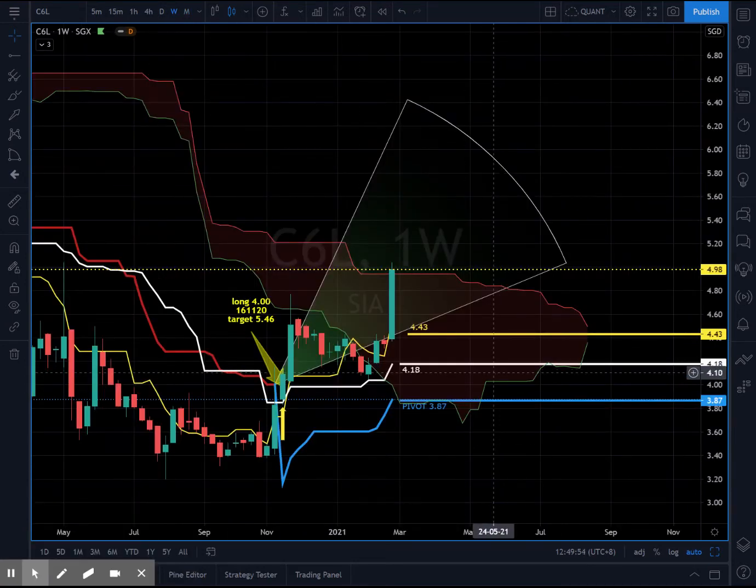Moving down to the medium-term charts, the weekly charts of Singapore Airlines, the recovery officially started on the 16th of November 2020, where the long signal was at $4 and the target is at $5.46, which is your super trend resistance on the monthly charts. What started this was that last week we had a very interesting candlestick that put the stock above the SSSB line, closing just above the line at $4.98.